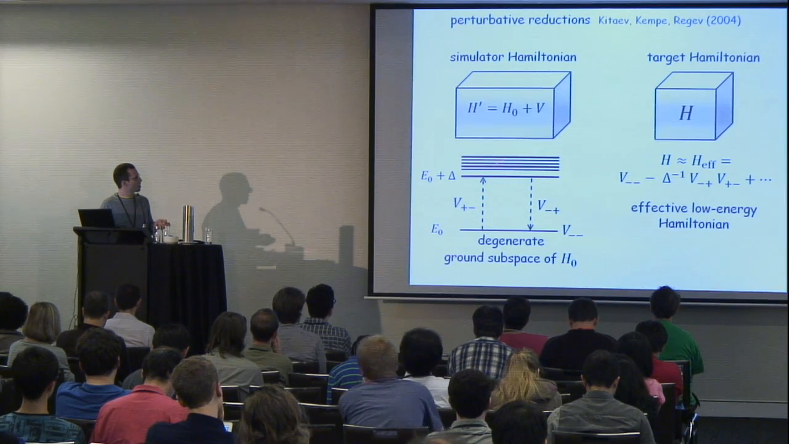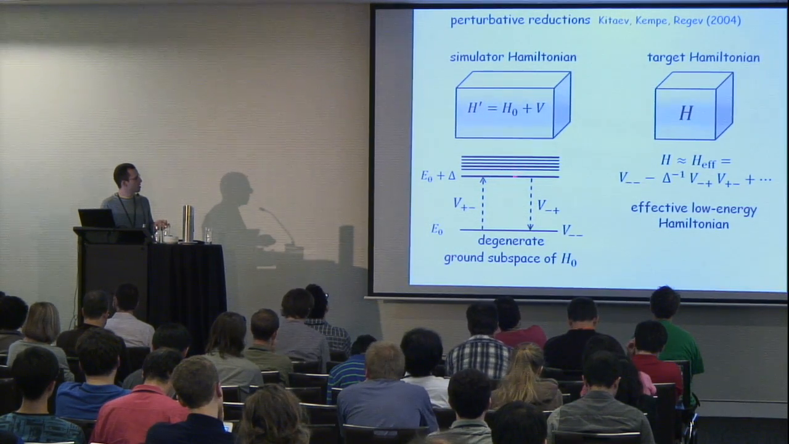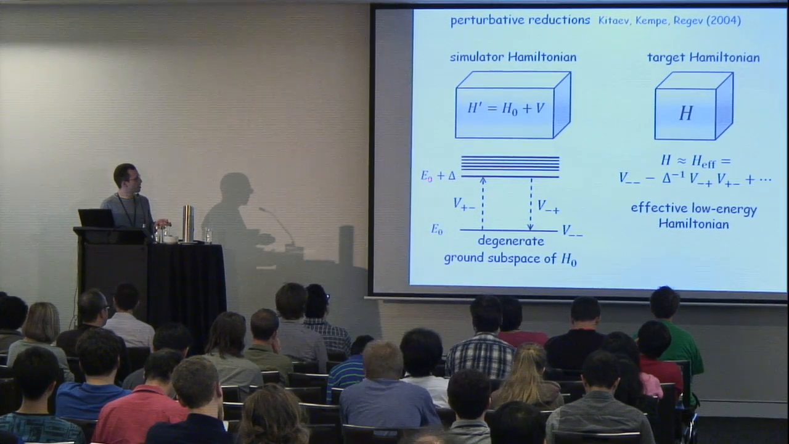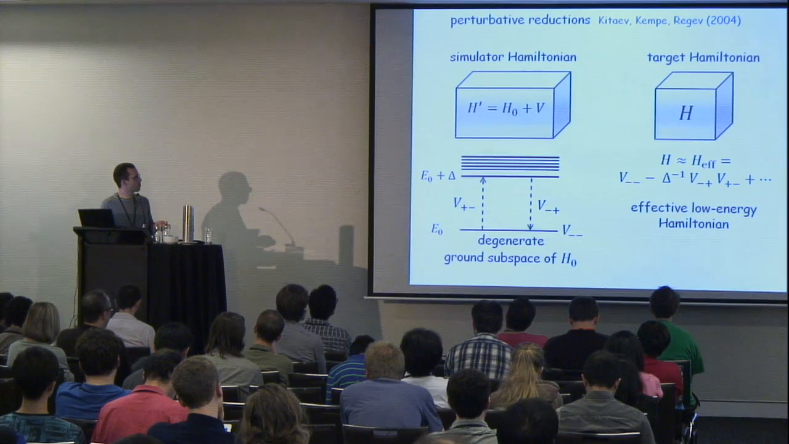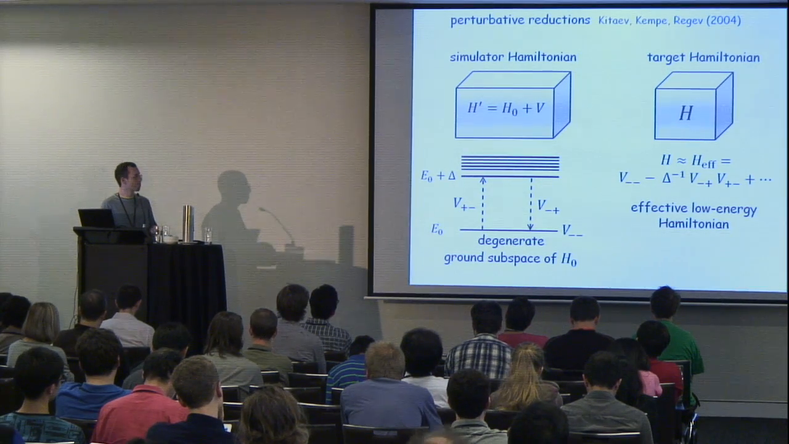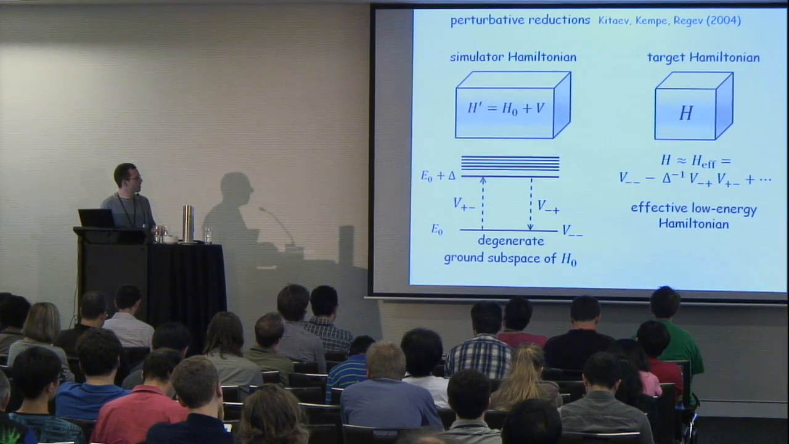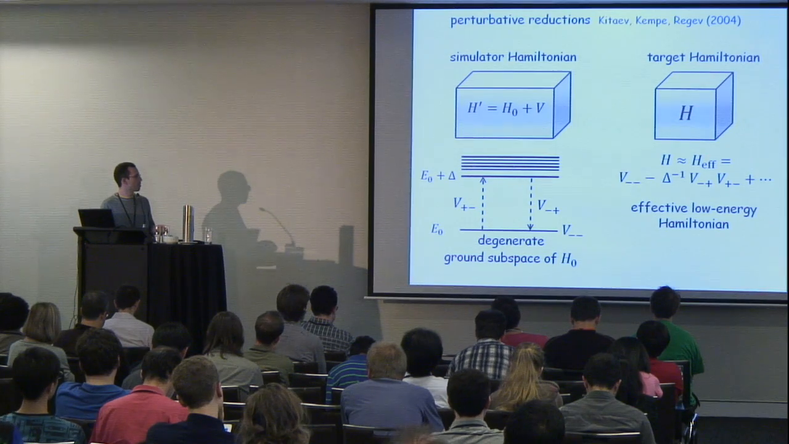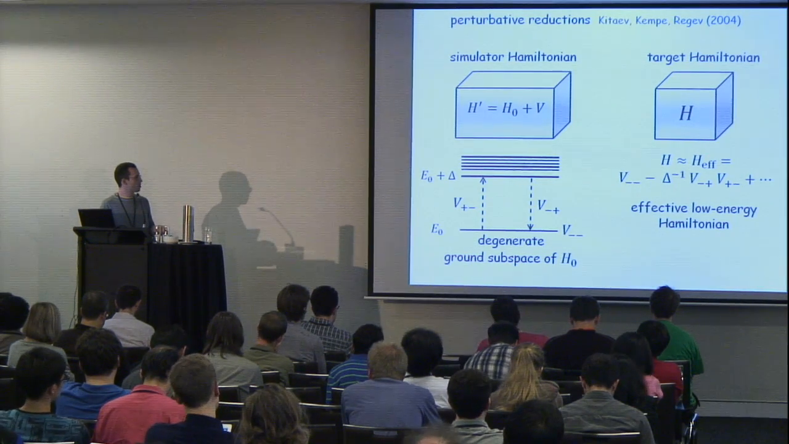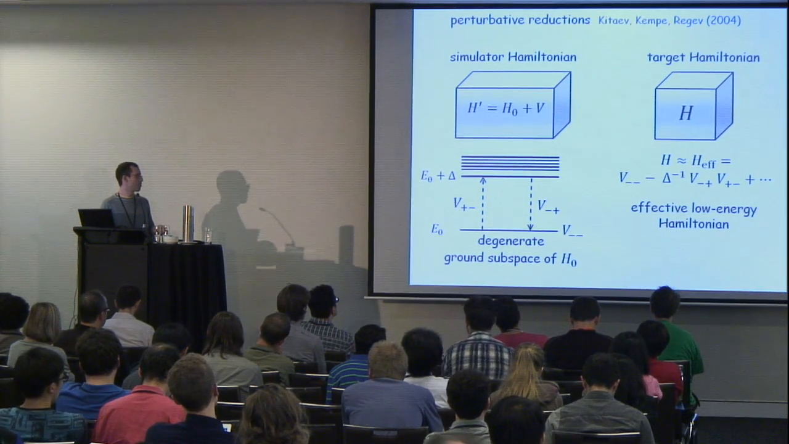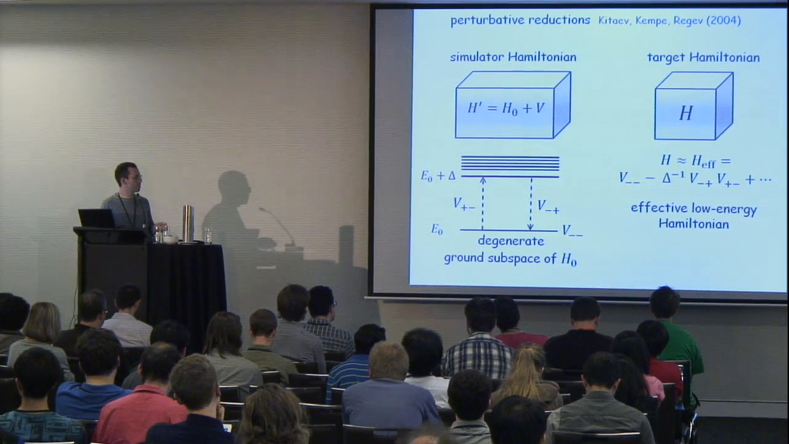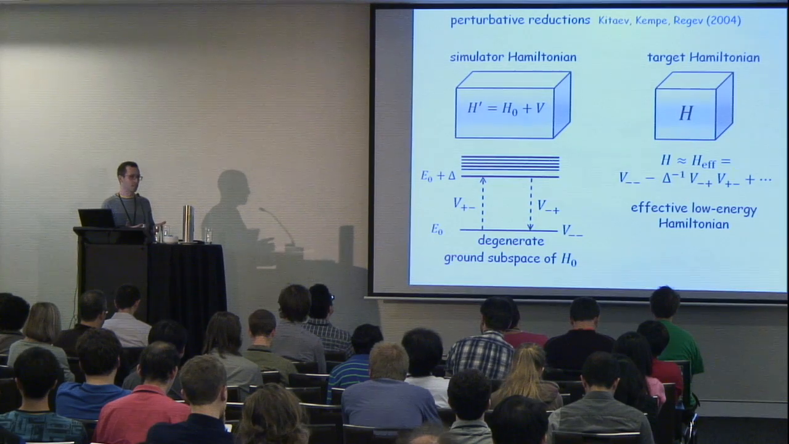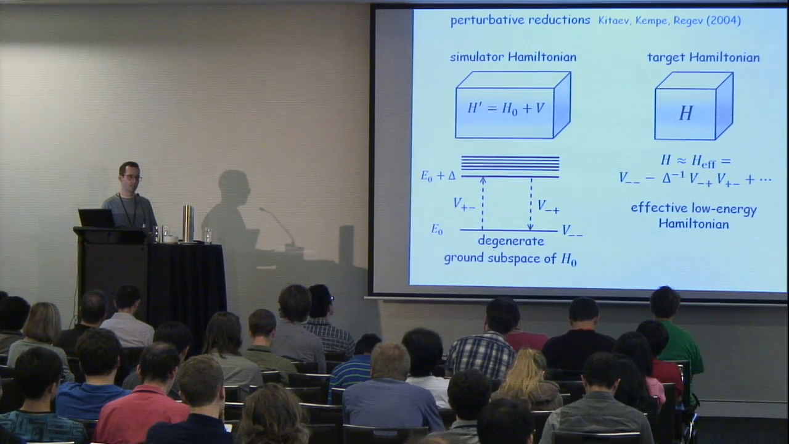The condition under which this perturbation theory is going to work is where this energy gap is much bigger than the norm of V. Under that condition, you can compute an effective Hamiltonian as a perturbation series, and you can hope that that perturbation series emulates the target Hamiltonian that you wish to embed.